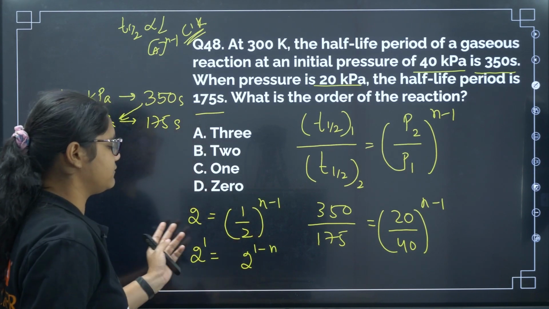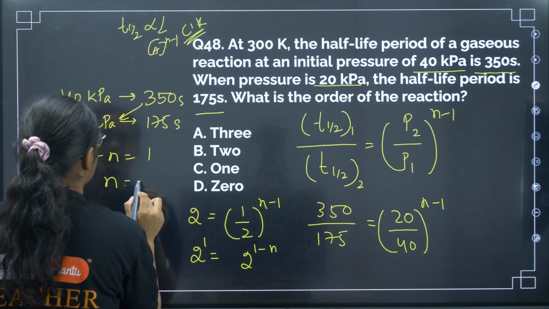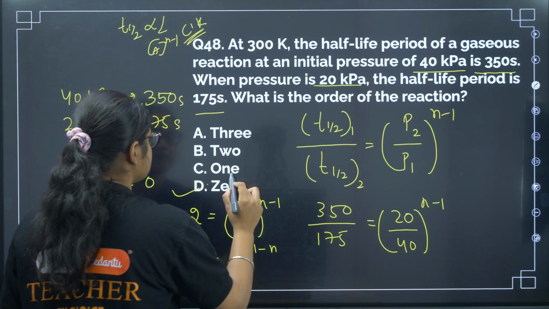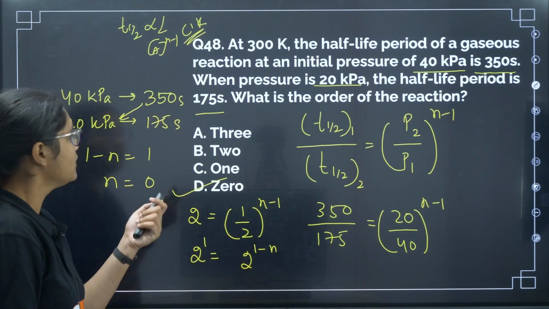Now if the bases are same, we can equate it. So we'll get 1 minus n is equal to 1. So n will be equal to 0. So the correct answer for this question is option number D. Okay, I hope this is visible.